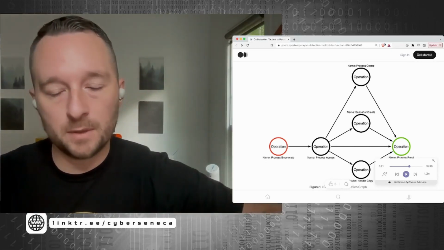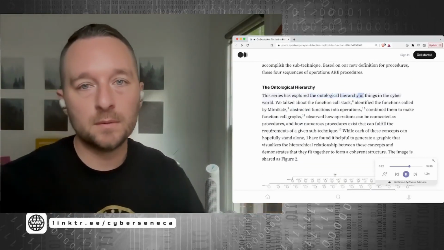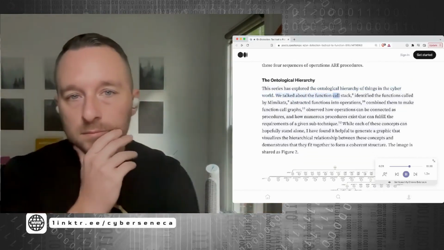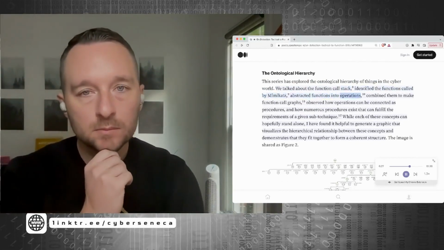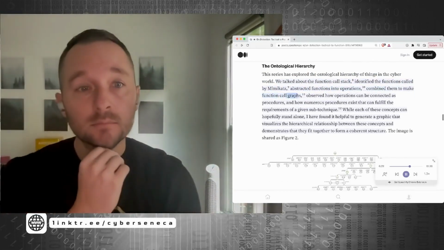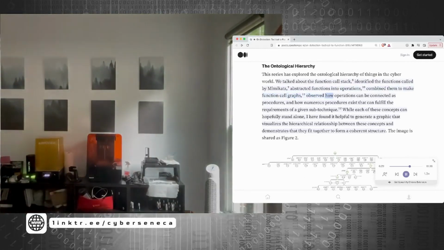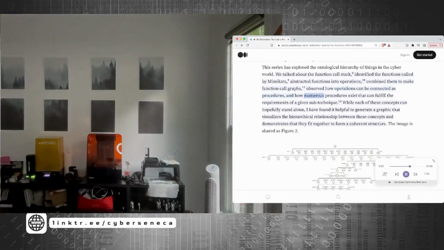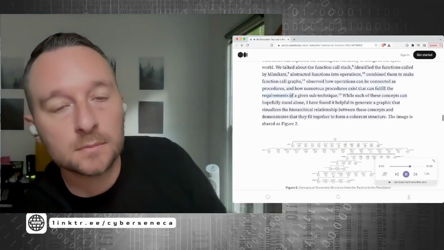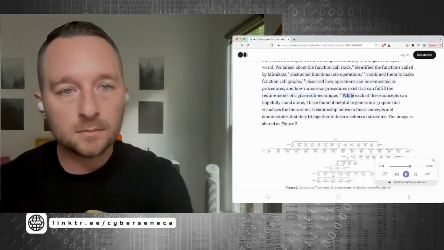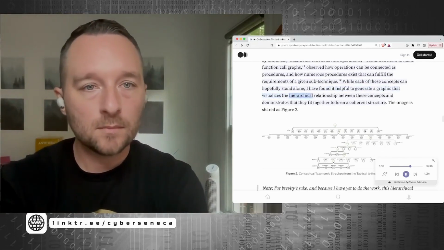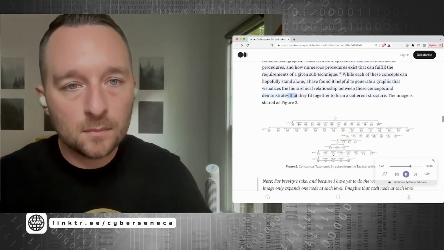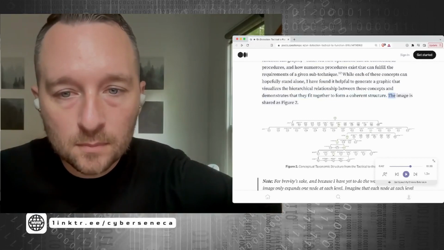The ontological hierarchy. This series has explored the ontological hierarchy of things in the cyber world. We talked about the function call stack, identified the functions called by Mimikatz, abstracted functions into operations, combined them to make function call graphs, observed how operations can be connected as procedures, and how numerous procedures exist that can fulfill the requirements of a given sub-technique. While each of these concepts can hopefully stand alone, I have found it helpful to generate a graphic that visualizes the hierarchical relationship between these concepts and demonstrates that they fit together to form a coherent structure.